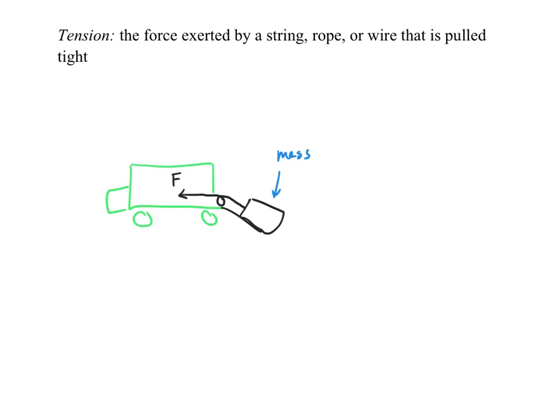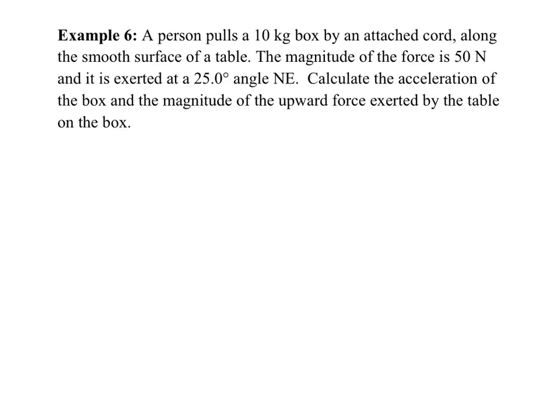So we'll start with that as a definition, and now we'll look at an example. The first example is pretty much what we were just doing. A person pulls on a 10 kilogram box by an attached cord along a smooth surface of a table. The magnitude of the force is 50 newtons, and it is exerted at a 25 degree angle northeast. Calculate the acceleration of the box and the magnitude of the upward force exerted by the table on the box.